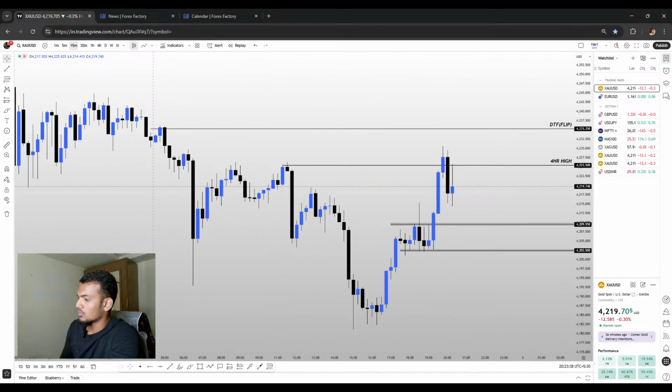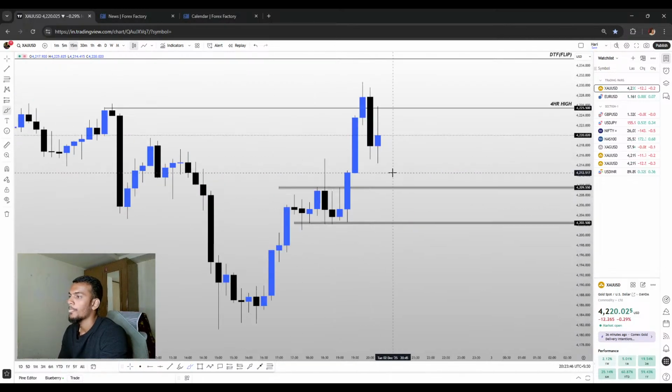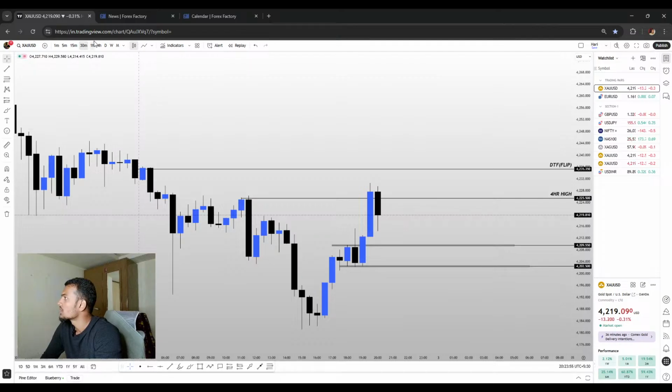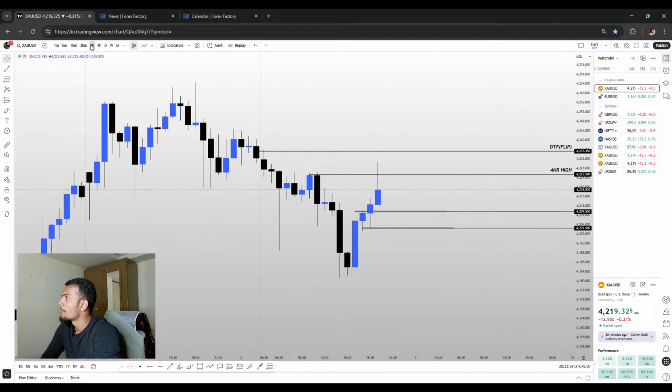What do you guys think? How is the price going to go? Drop in the chat. What is your opinion on how price is going to go? I think this 15-minute could probably close in here bullish and also can close in here bearish too. And the 1 hour.